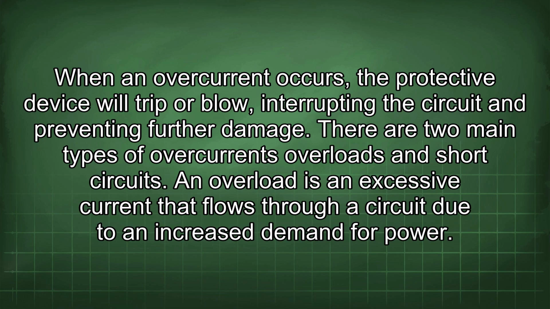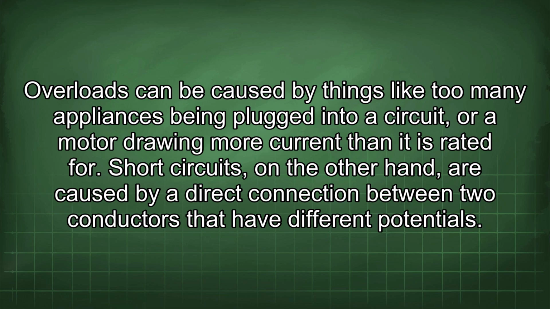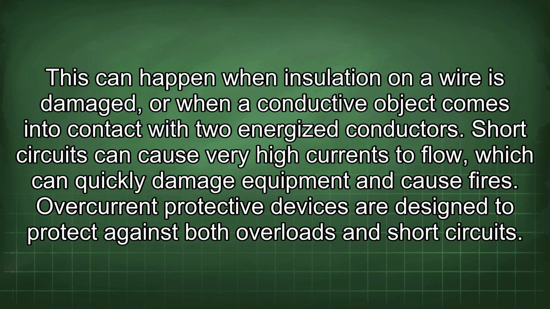There are two main types of overcurrents: overloads and short circuits. An overload is an excessive current that flows through a circuit due to an increased demand for power. Overloads can be caused by things like too many appliances being plugged into a circuit, or a motor drawing more current than it is rated for. Short circuits, on the other hand, are caused by a direct connection between two conductors that have different potentials. This can happen when insulation on a wire is damaged, or when a conductive object comes into contact with two energized conductors. Short circuits can cause very high currents to flow, which can quickly damage equipment and cause fires.